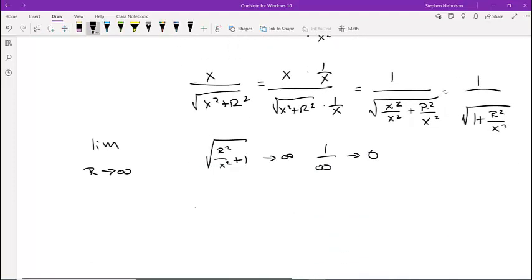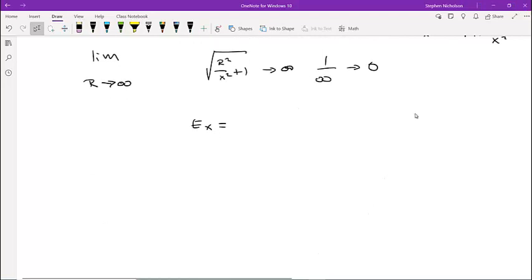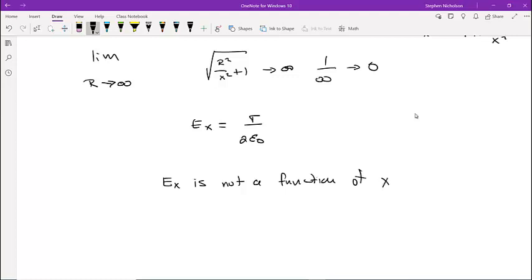And the equation for the electric field, the x component of the electric field, is just equal to sigma over 2 epsilon 0. So what does that mean? Well, what that means is that E sub x is not a function of x when R goes to infinity, or R is much, much greater than x.